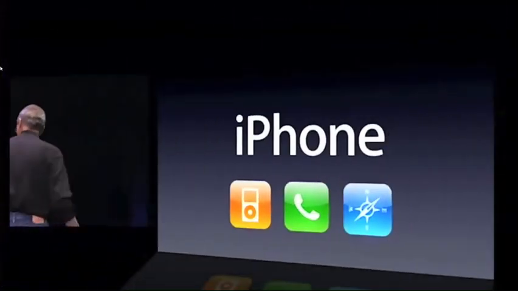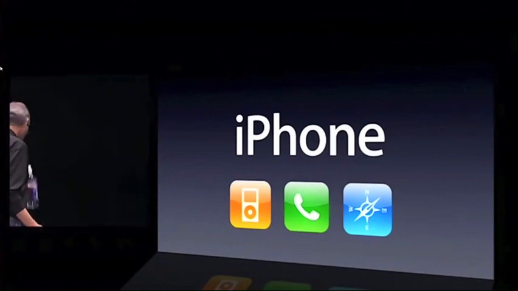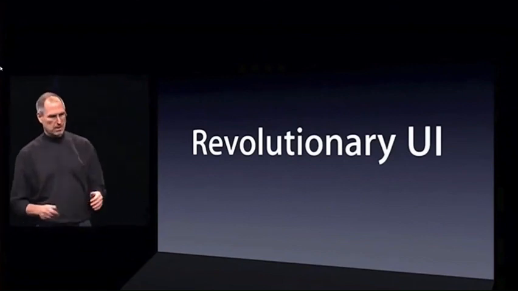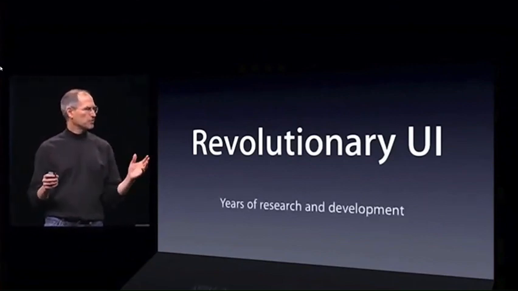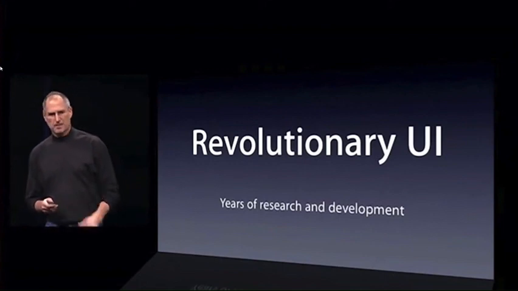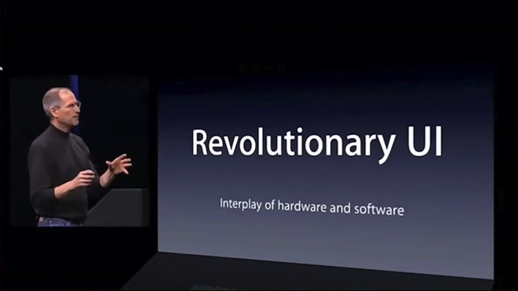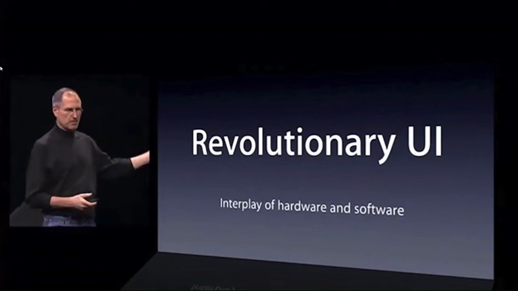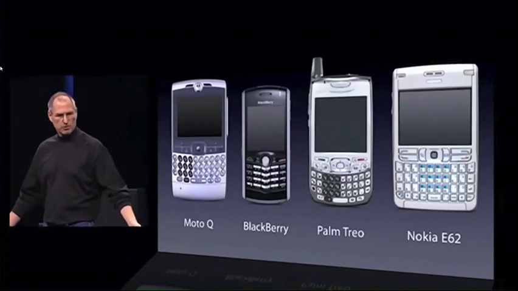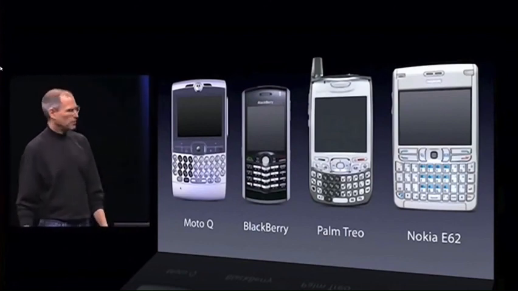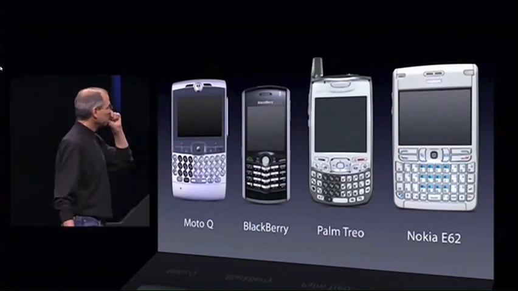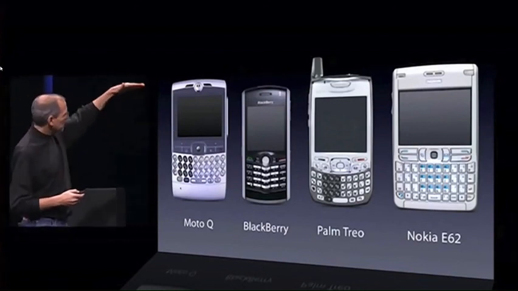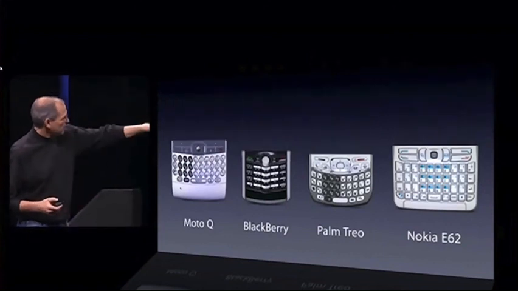Now, we're going to start with a revolutionary user interface. It's the result of years of research and development, and of course it's an interplay of hardware and software. Now, why do we need a revolutionary user interface? I mean, here's 4 smartphones, right? Motorola Q, the BlackBerry, Palm Treo, Nokia E62, the usual suspects. And what's wrong with their user interfaces? Well, the problem with them is really sort of in the bottom 40 there. It's this stuff right here.